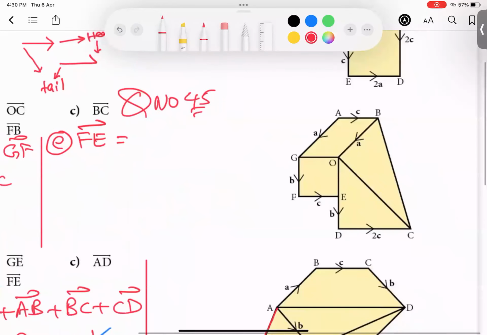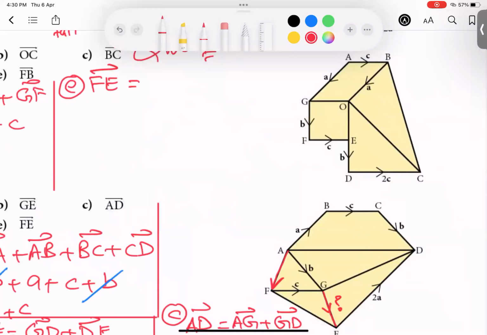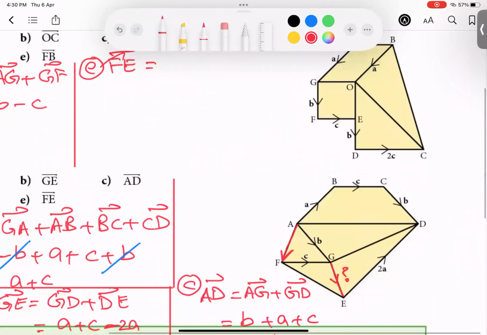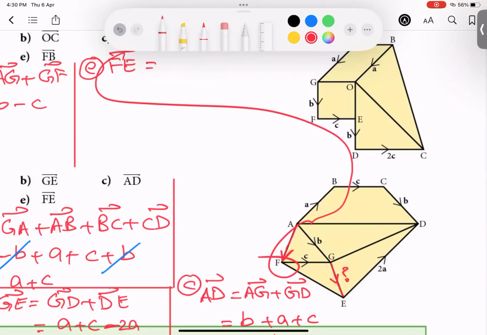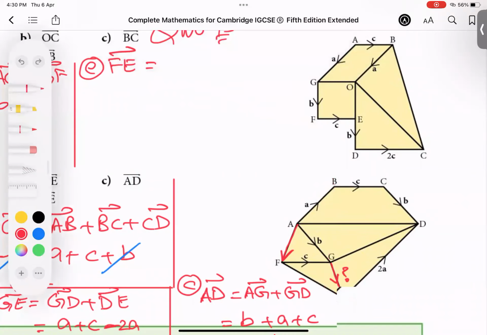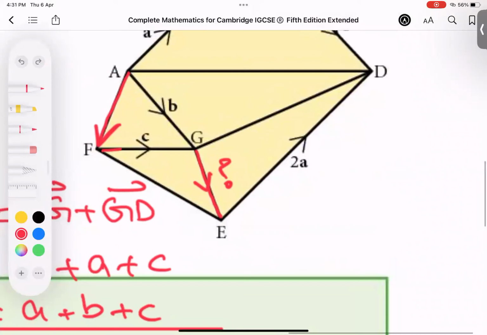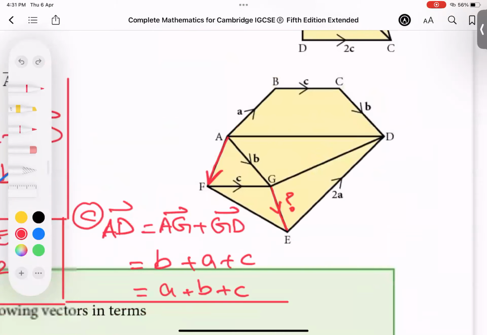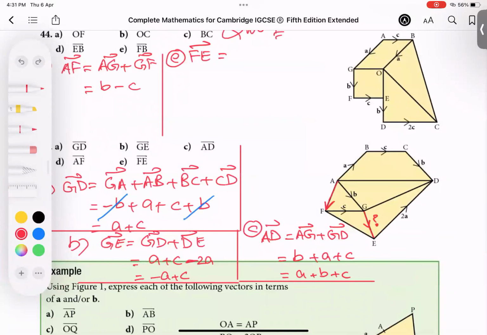F to E. Where is F to E? So have a look here. Starting from F and E is down. I think a very easy path we have. It means F to G, G to E. Okay, F to G I have, G to E I just found. I'm writing the paths: F to G and G to E.